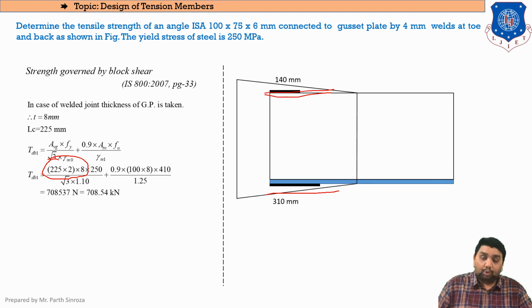So here also we'll be using 225 mm as our parameter, and here also we'll be using 225 as our parameter. Clear? So 225 into 2, that is our total length. 8 will be our thickness. Again repeating, thickness will be considered for the gusset plate, not the angle that I will prescribe. Clear? So this is the area, this will be our Fy, and ATN.